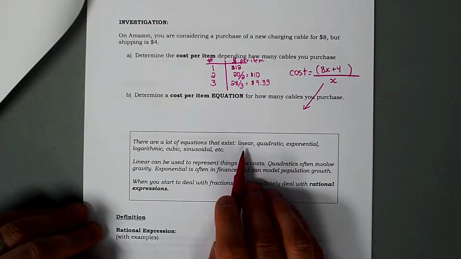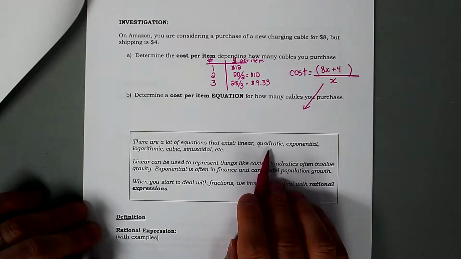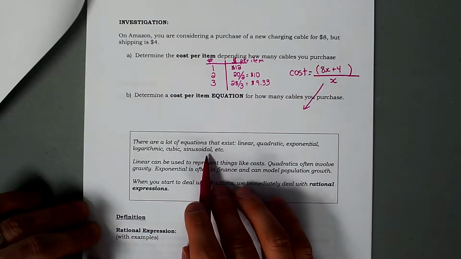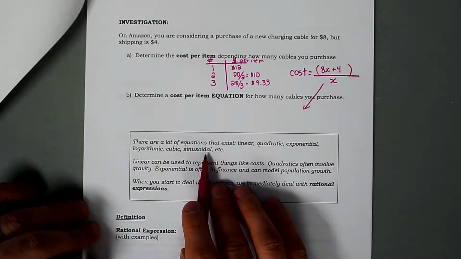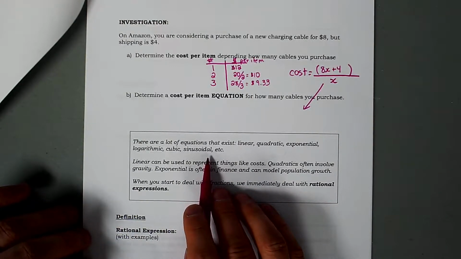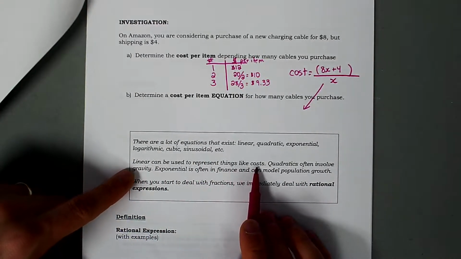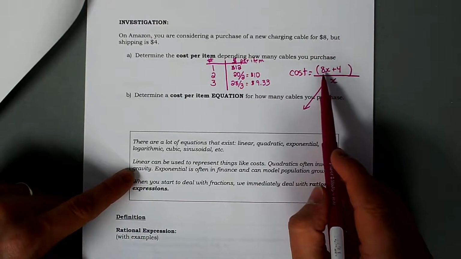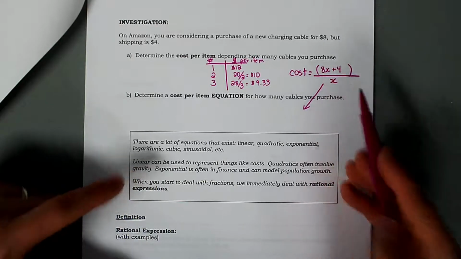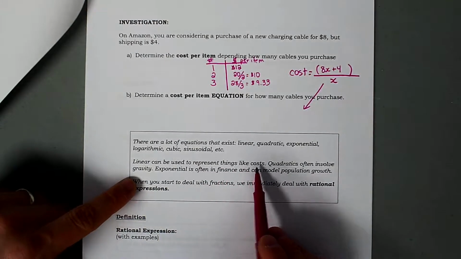In junior high, we talked a lot about linear functions, and this was focused on in grade 10. Quadratics was focused on in grade 11. Exponential, logarithmic, cubic, sinusoidal are things you may not have heard of just yet, but we'll get to experience those in this course. But there's a lot of different equations that model how the world works. Linear can be used to represent things like costs. So just this top part, $8 per item times the number of items, add $4, that's your total cost. So just that top part is an easy way of totaling up your costs.